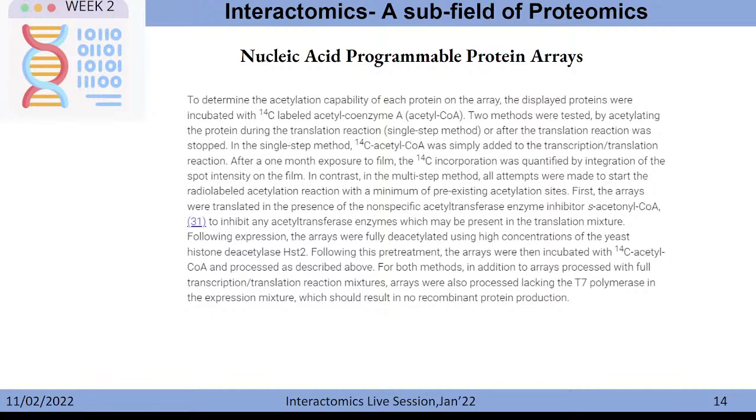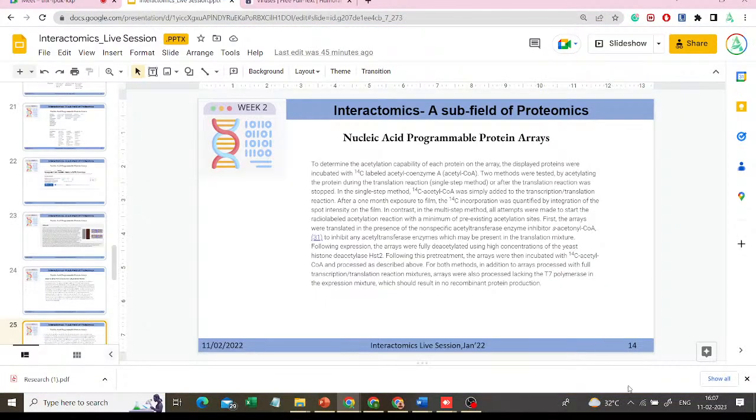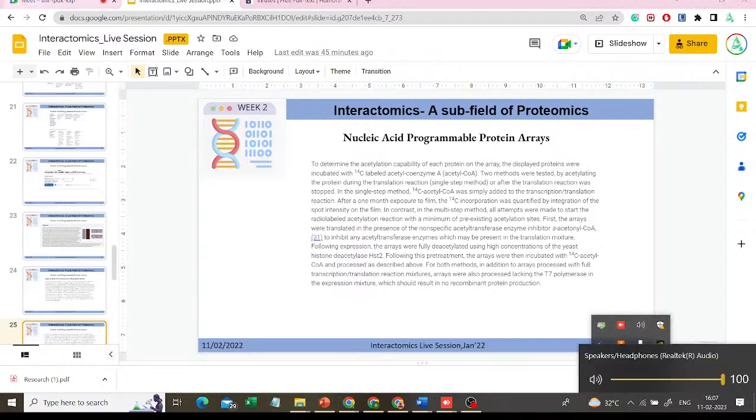For both the methods, in addition to arrays processed with the full transcription translation reaction, another control was taken which lacked the T7 polymerase in the expression mixture, which results in no recombinant protein production.